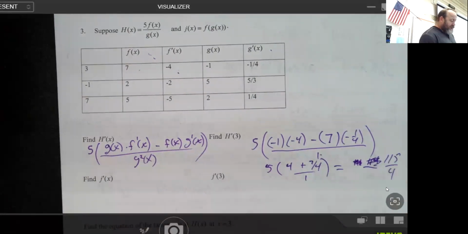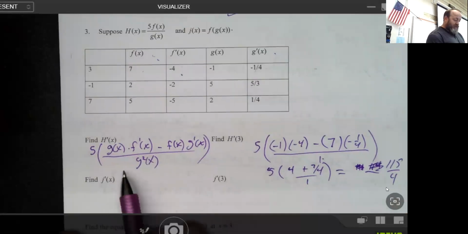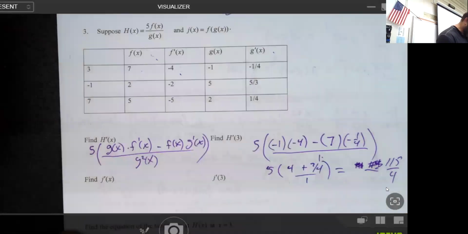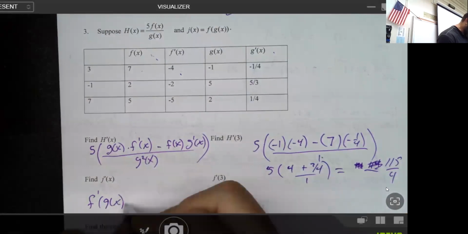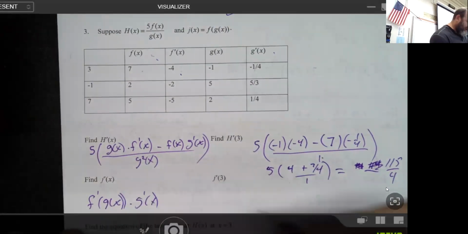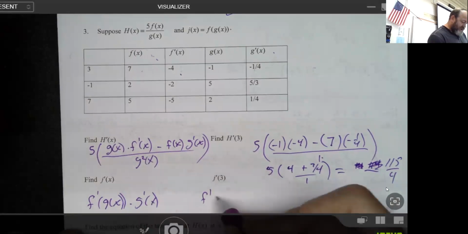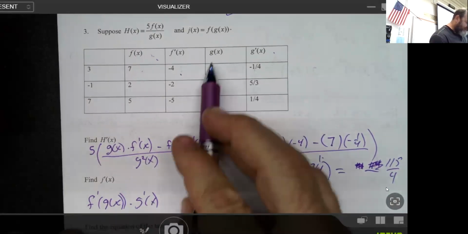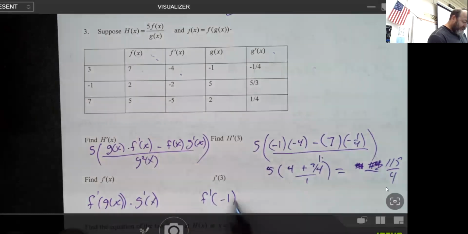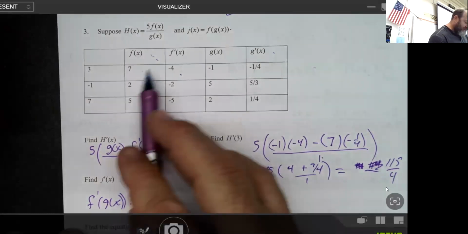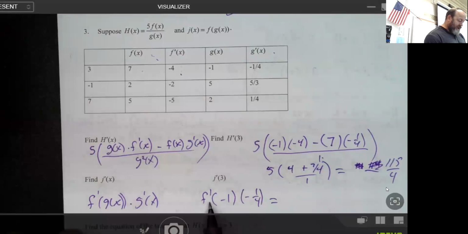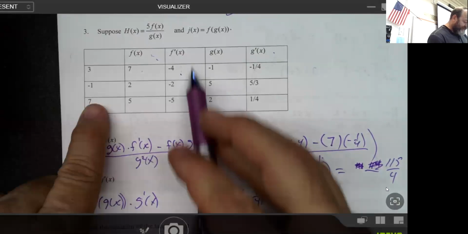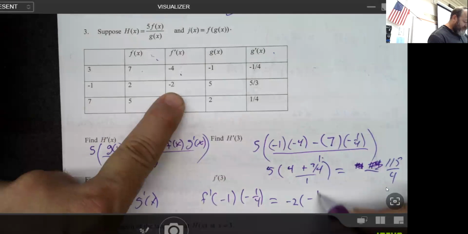115 over 4. Now for j prime, j is not actually a quotient rule. It's literally just the definition of chain rule. So it'd be f prime of g of x times g prime of x. And f prime of g of 3, but g of 3 again was -1, and g prime of 3 is -1/4. And we're just going to go one step further because f prime of -1 is -2, and -2 times -1/4 is 1/2.